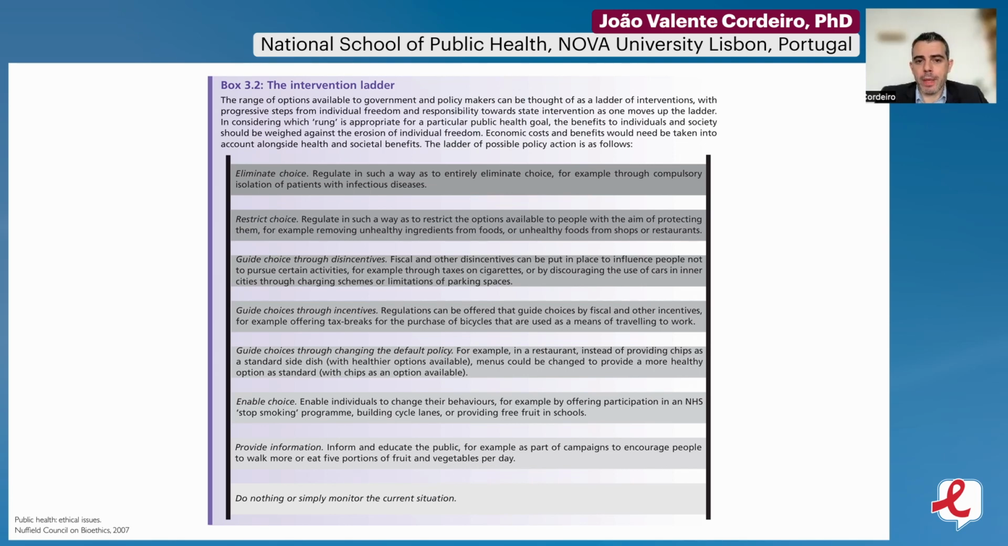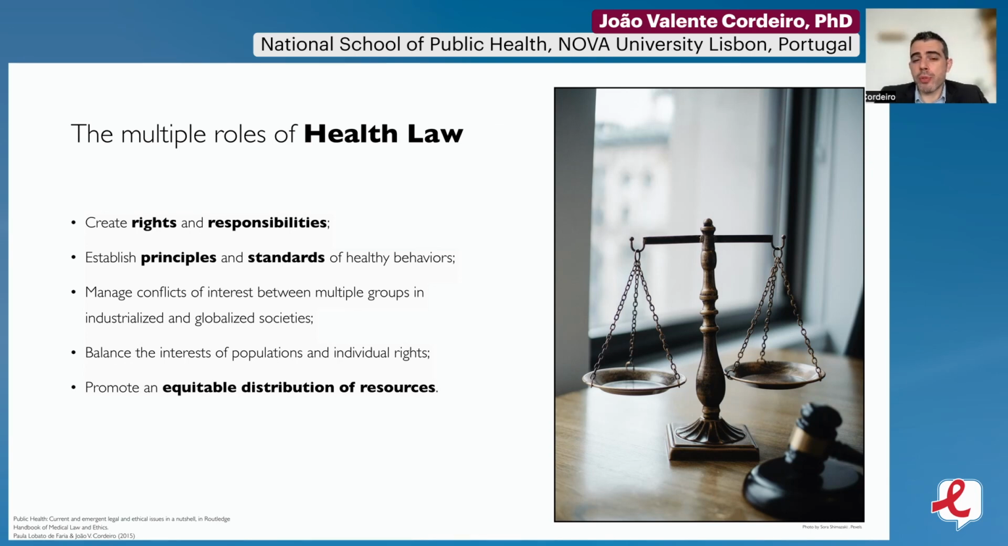Certainly, when we are talking about restriction or elimination of choices, we are calling for the capacity of health law, which is a capacity that ethics sometimes doesn't have, to create rights and responsibilities, and also to establish principles and standards of healthy behaviors, to balance the interests of populations with individual rights, and to promote an equitable distribution of resources.